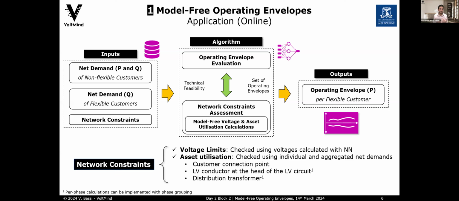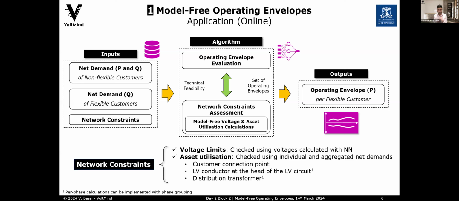And how do we do this? Well, in terms of voltage limits, we use the neural network to calculate voltages and assess if the set of operating envelopes is compliant with the voltage limits. And in terms of asset utilization, we are going to use Taylor approximations based on individual and aggregated net demands. And we are going to check thermal constraints at 3 key points of the network.